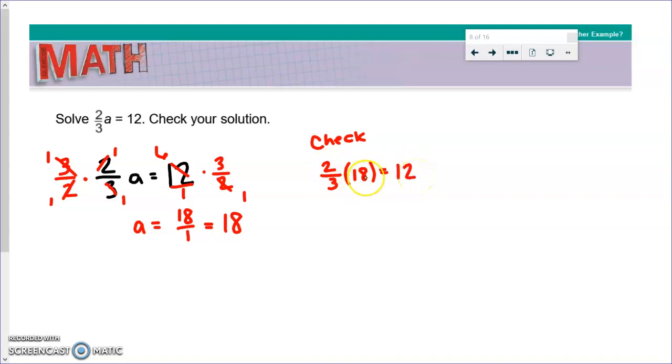When we do our 2/3 times 18, we could make 18 a fraction by sticking it over 1. And we can look to see if I can cross-reduce, which 3 and 18 reduce to 6 and 1. So now I have 2 times 6 on top, which gives me 12. 1 times 1 gives me 1. And again, any number over 1 we can write as a whole number. And 12 equals 12. So that tells us that our solution of A equals 18 is correct.